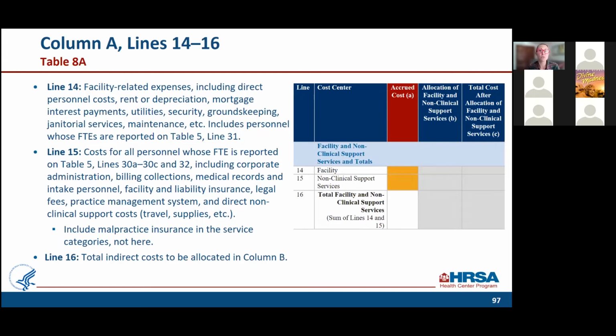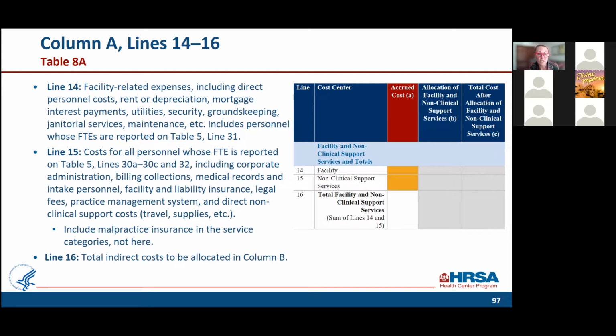So let's discuss how to report on your overhead, such as indirect costs. That's facility and non-clinical support or administrative costs. In column A, you'll report the following. Line 14, facility. You'll report all facility-related expenses, including direct personnel costs, rent, depreciation, mortgage interest payments, utilities, security, groundskeeping, janitorial services, maintenance. Do not report gross facility costs for principal payments on this line, just depreciation and interest payments.